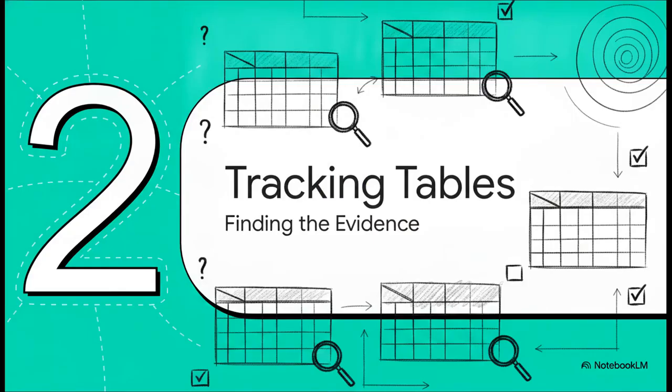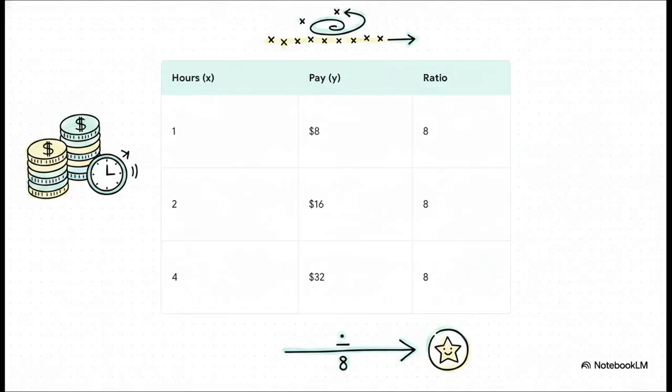Tracking tables for evidence. Now, what's really interesting about this slide is how we use our first tool in the field, the data table. Tables are just brilliant for uncovering hidden mathematical behavior. Just look at this babysitting data. You work 1 hour, you get $8. 2 hours, $16. 4 hours, $32. Let's test our first law by dividing the y column by the x column to find the ratio. Well, 8 divided by 1 is 8. 16 divided by 2 is 8. 32 divided by 4 is... you guessed it, 8. We have a perfect, unbroken constant ratio here. This $8 an hour rate passes the table test with flying colors.